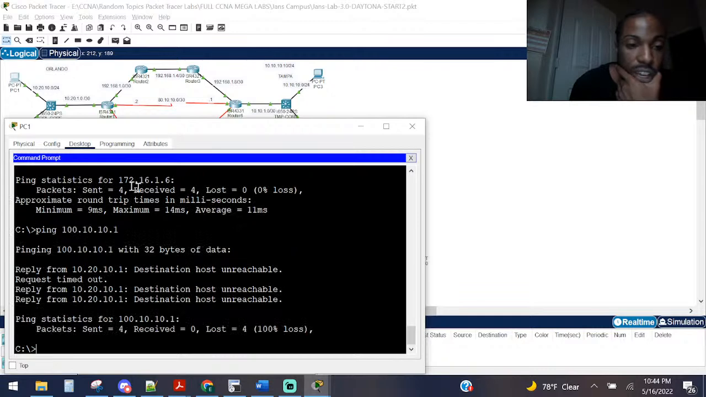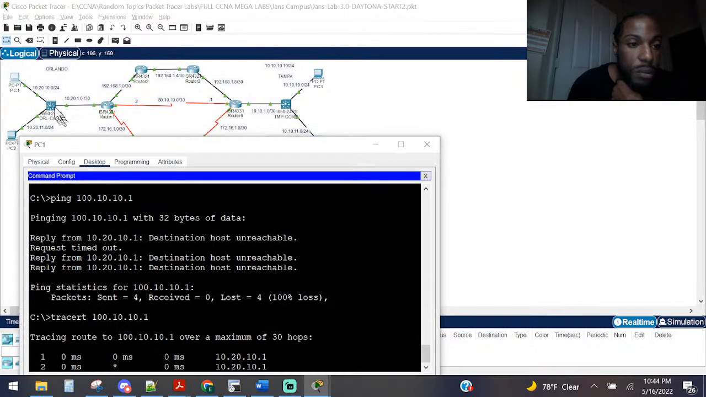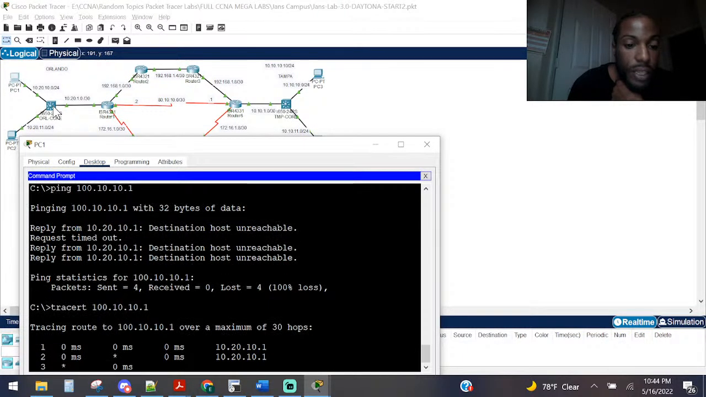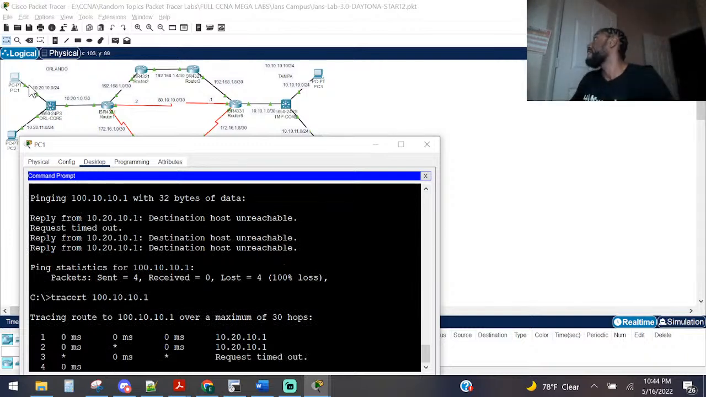You said you want to do a trace route to that network. Well, we can't do a trace. Well, yeah, let's do it anyway. Trace route 100.10.10.1. See where he dies at 10.20.10.1, which is my default gateway. Next hop is... timeout.